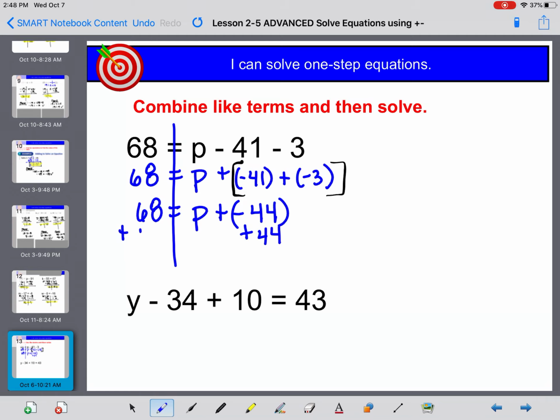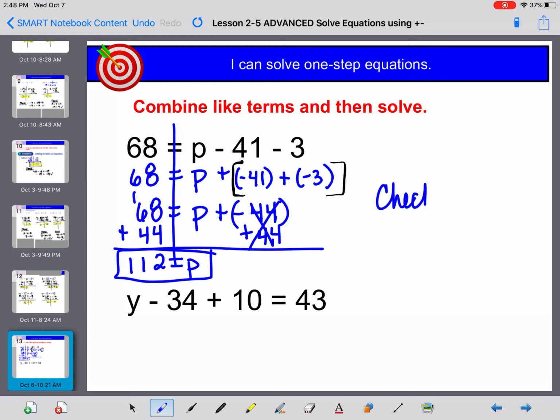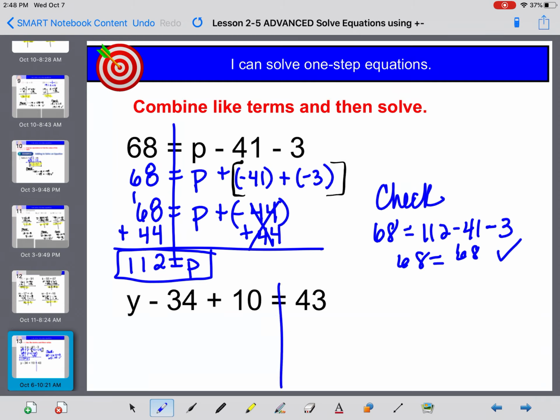Now I'm ready to solve. Let's add 44 to both sides. And I get 112 equals P. And we can still check our work. 68 equals 112 minus 41 minus 3. 68 equals 68. Okay? Then this one.